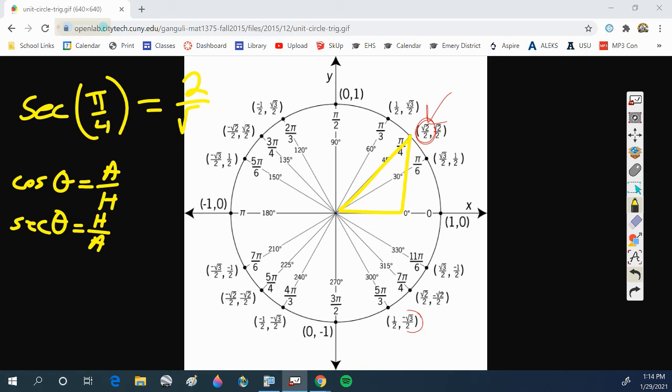2 over root 2. But I can't leave it like that. How do I fix it? Multiply by root 2 over root 2. The top gives me 2 root 2, and the bottom gives me 2. So the answer is just the square root of 2. Okay.